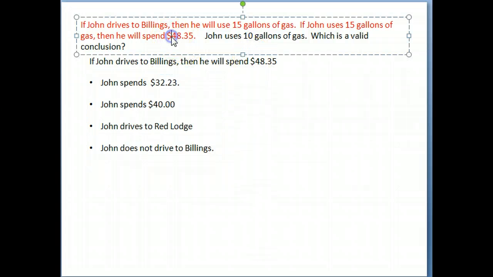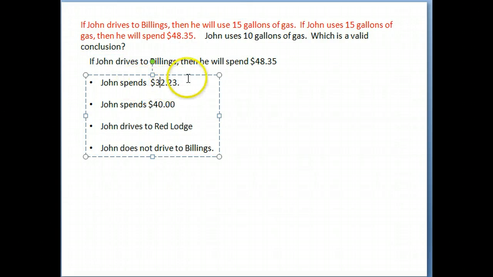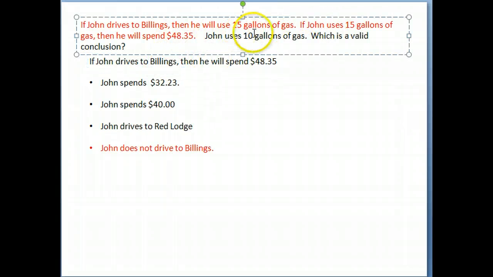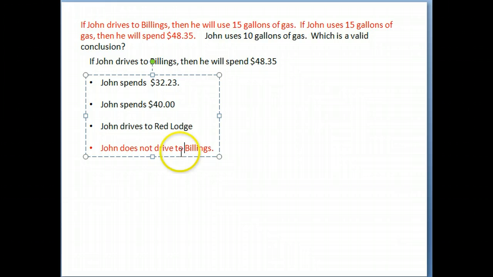However, they didn't say that he just spent the money on gas. Maybe he bought a candy bar and a pop. Okay, we cannot conclude that he spent $32.23. We can't conclude that he spent $40. We know nothing about that. We can't conclude that he drove to Red Lodge just because he used 10 gallons of gas. The only thing we can conclude here is that John did not drive to Billings. Okay? If he drives to Billings, he's going to use 15 gallons of gas, and if he uses 15, he's going to spend $48.35. So him using 10 gallons of gas, the only thing we know for sure is that he did not drive to Billings.